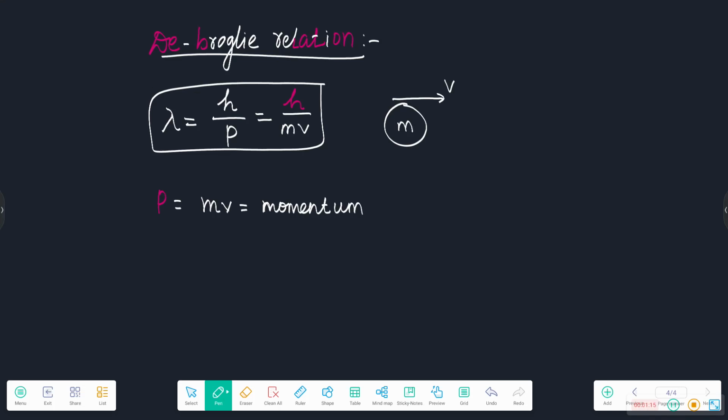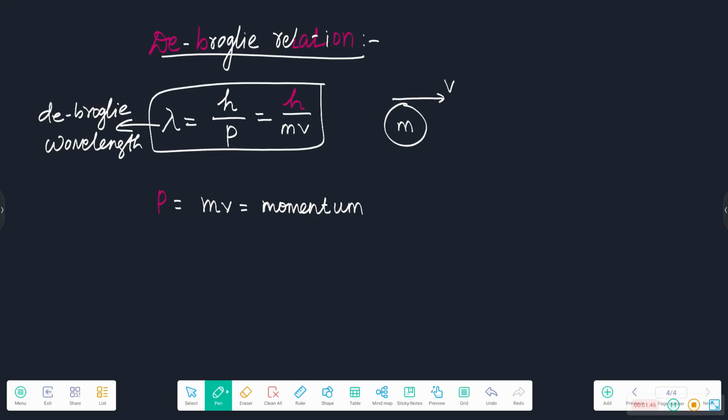The wavelength associated with that is basically called the de Broglie wavelength. What do you call it? Now this lambda is called basically what? De Broglie wavelength. Yes or no? Clear? So de Broglie wavelength lambda equal to h by what? h by p or h by mv.